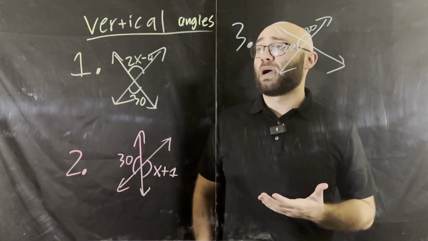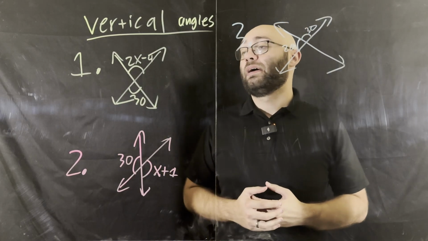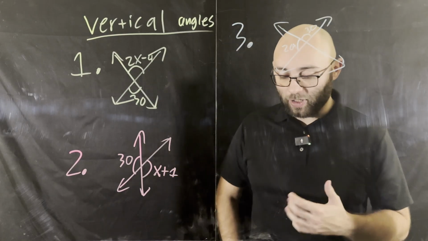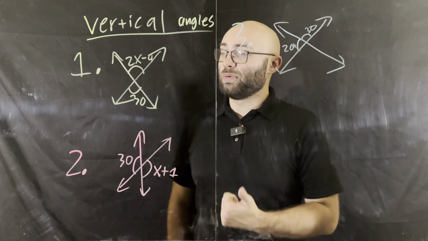Alrighty, let's talk about these last problems. The last problems are going to be focused on the vertical angles relationship. So let's look at our first problem over here. Once again, we're going to ask ourselves the questions. Is it supplementary? Are we going to set it equal to 180?